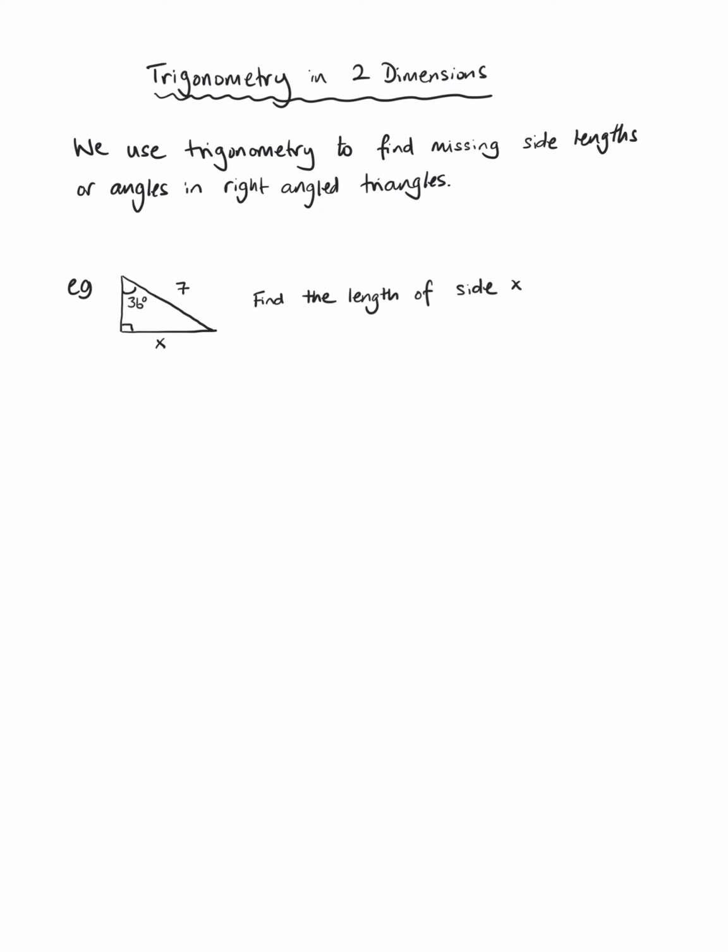So we have a right angle triangle, we've got an angle that's 36 degrees, the hypotenuse is 7. Remember, the hypotenuse is the longest side, it's always opposite the right angle. And we need to find this missing side length x.